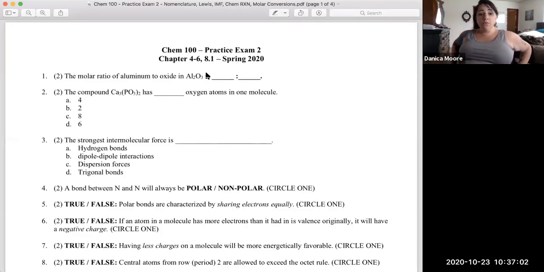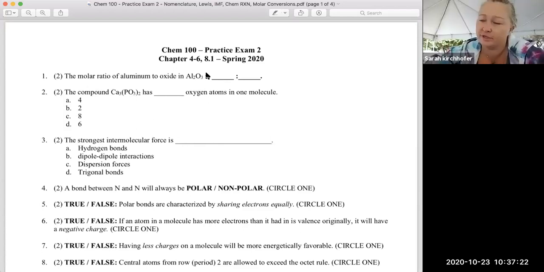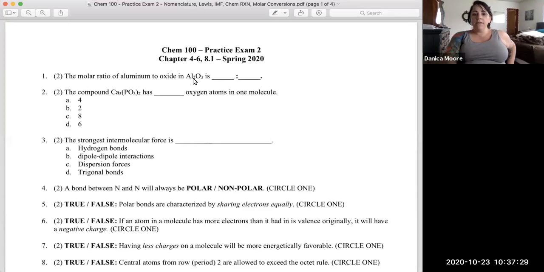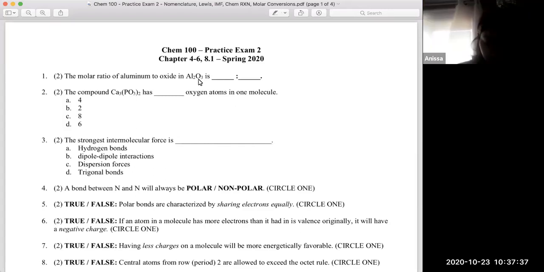Okay, so we've got the practice exam here. The first question is asking about the molar ratio of aluminum to oxide in aluminum oxide. What is that question asking us? Like the 2 to 1, 1 to 2, what is the balance of it, right? Yeah, it's basically asking us for what the coefficients are that we have in the empirical formula. Does that make sense? The subscripts.